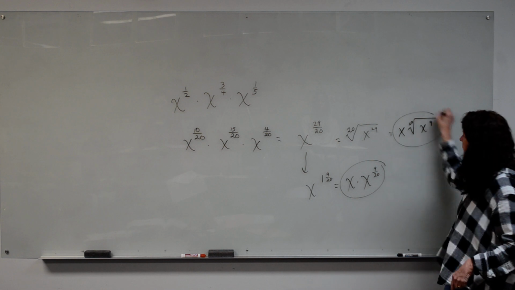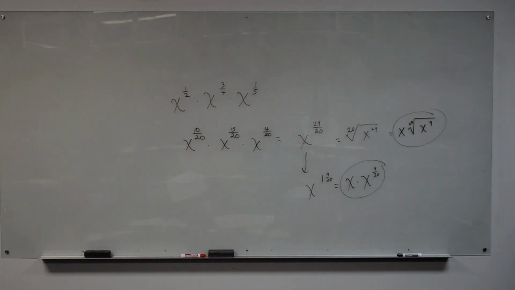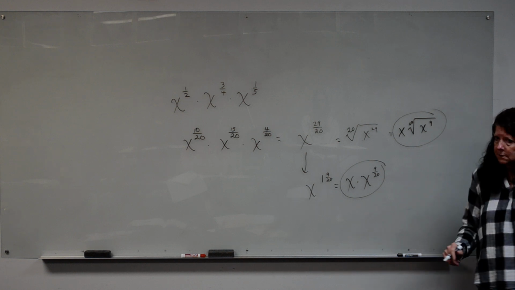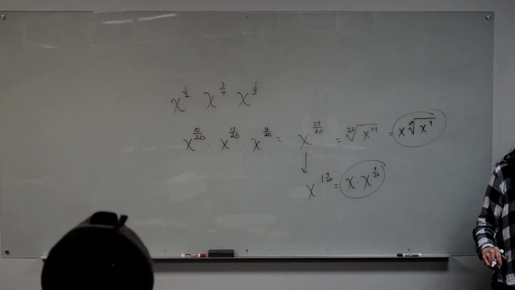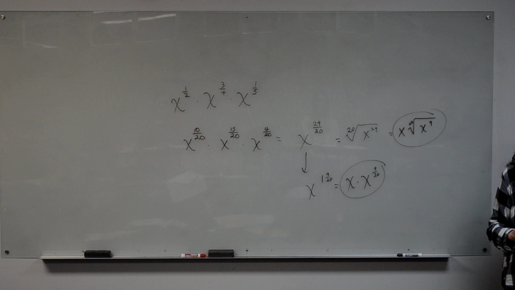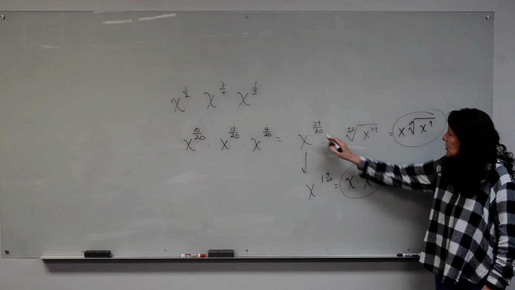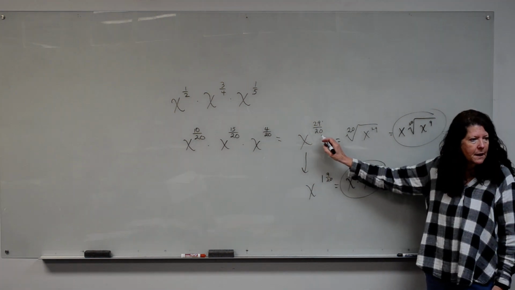This and that match. That's probably an easier way to do it, unless you don't understand that way. All I did was I took the 29 over 20 and made it into a mixed numeral.